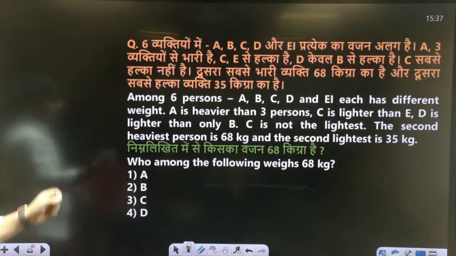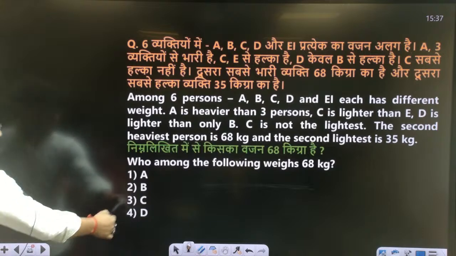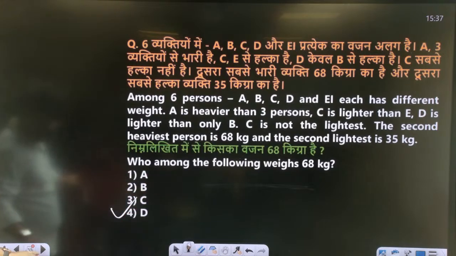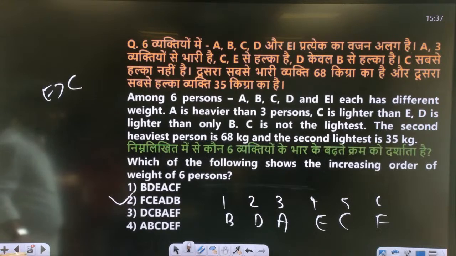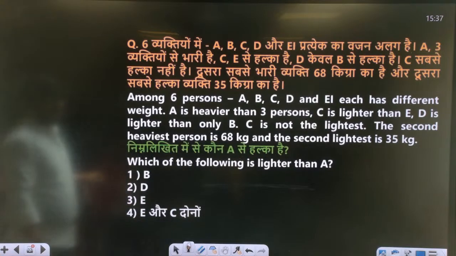Who among the following weighs 68 kg? The second heaviest person is 68, so D. D is our correct answer. Is it clear? Who among the following weighs 35 kg? C, because the second lightest is 35 kg. So C is 35 kg. Which of the following is lighter than A? E and C both. Is it clear?